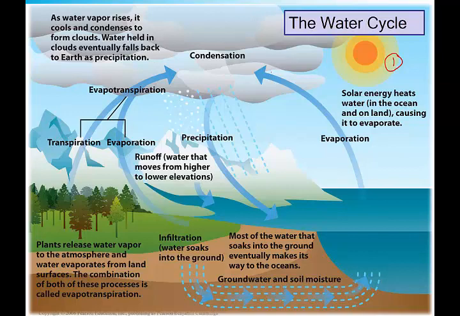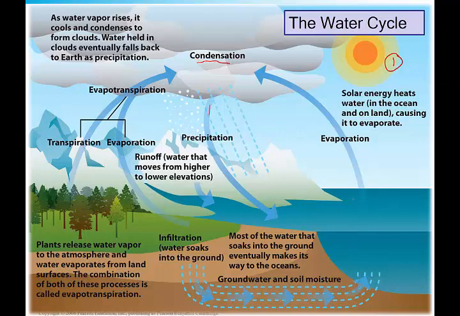Now, once this water gets into the atmosphere, it condenses. And what happens, first of all, is it cools. Condense means that the particles become closer together and it becomes denser, and then eventually it is going to fall back down to Earth as precipitation. And that could be rain, snow, or ice.